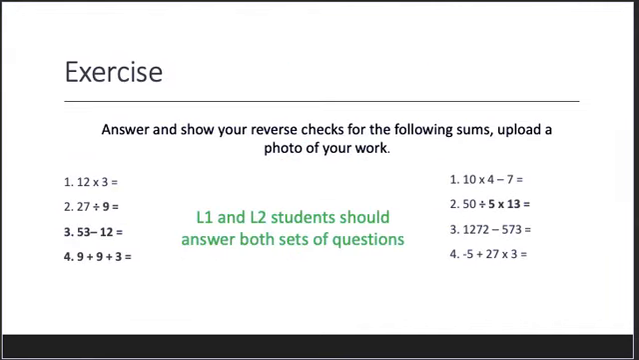We would like you to complete this exercise to demonstrate that you can answer the questions correctly, and then also perform the calculation check or the reverse calculation on your answer to make sure that you have actually got the right answer. Entry level students, attempt the 4 questions on the left hand column of the screen. Level 1 and 2 students should attempt both, so all 8 questions.